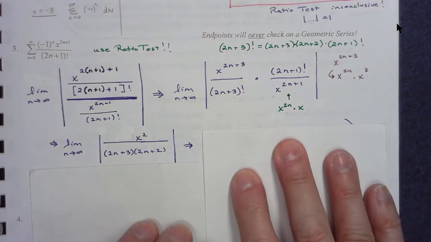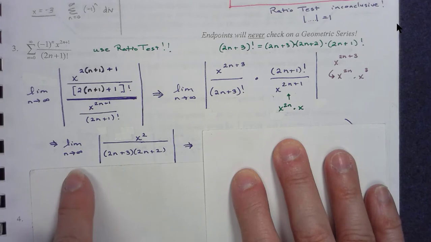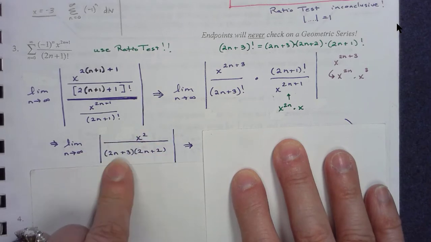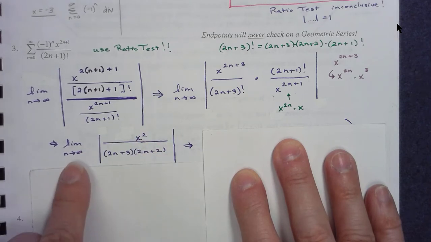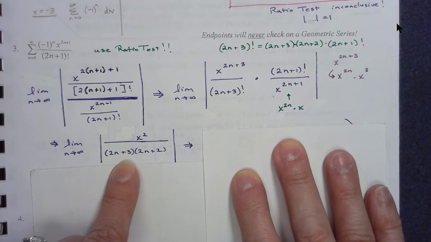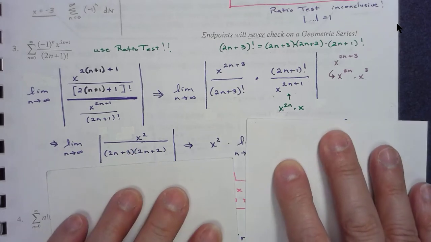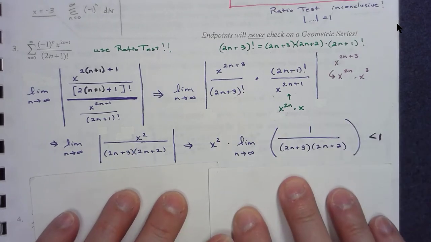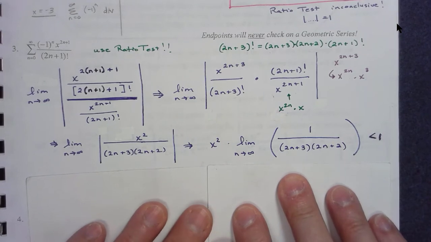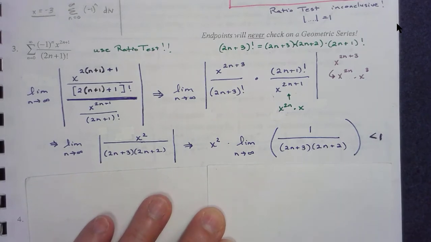Now, let us remember, with the ratio test, I need the limit as n goes to infinity of this expression to be less than 1. This is affecting n only. So I can bring the x squared out, and notice I do not need bars around x squared because x squared will be positive.